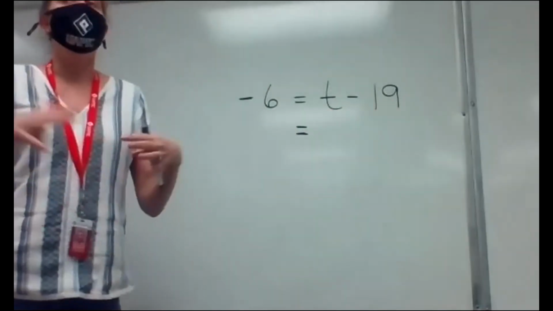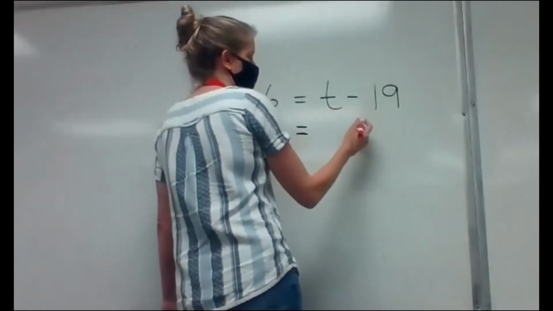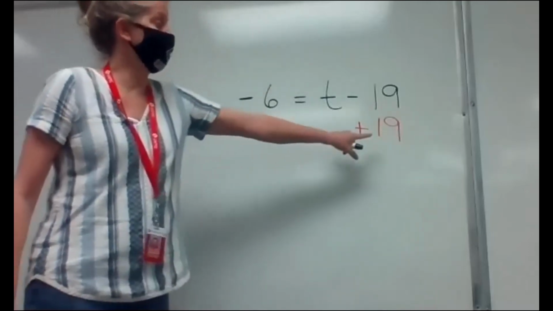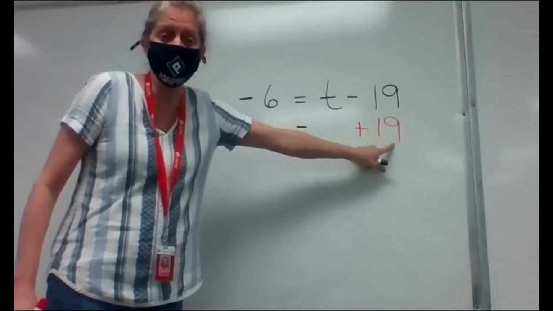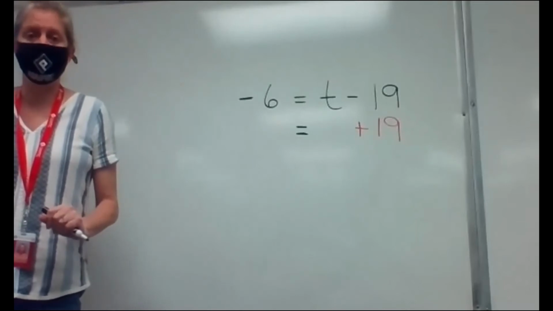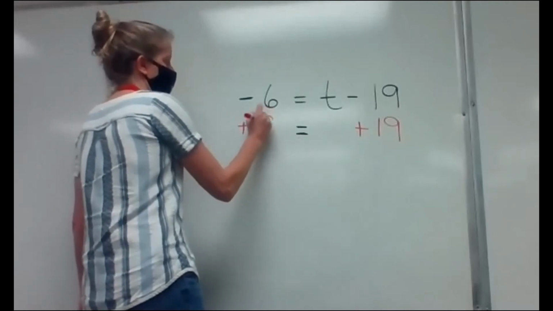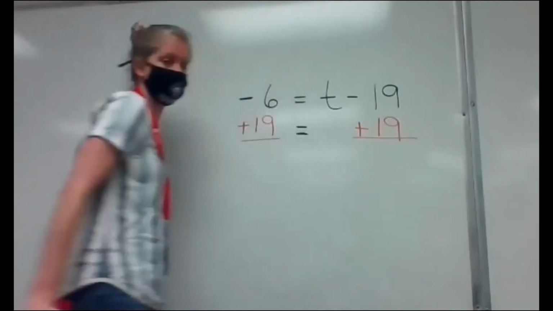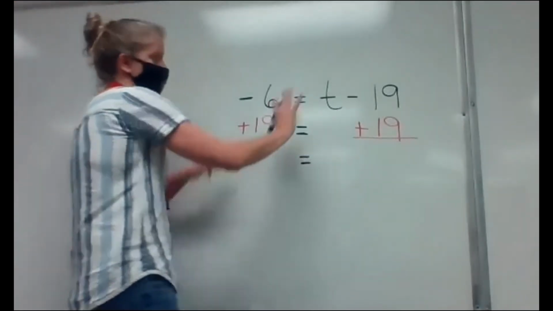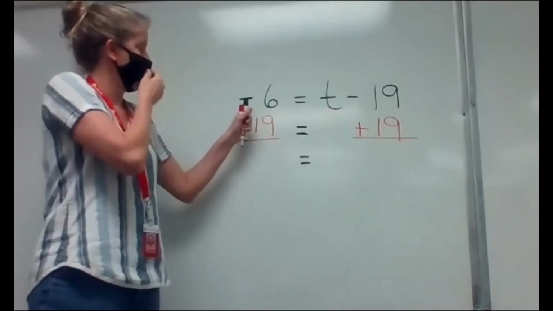Well, again, you always get rid of stuff by doing the opposite. So I'm going to get rid of this minus 19 with a plus 19. What's the rule? You do it on the one side, you have to do that same exact thing on the other side. So if I added 19 here, I'm going to add 19 here. Bring down my equal symbol again. Doesn't matter which side you're messing with first right now.